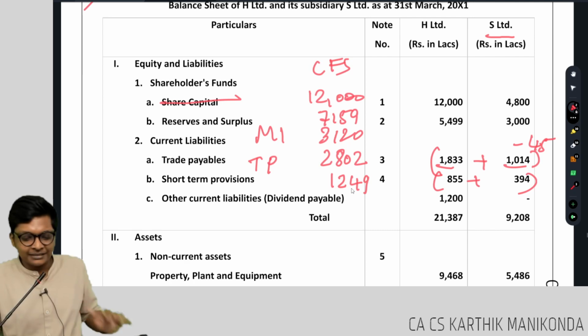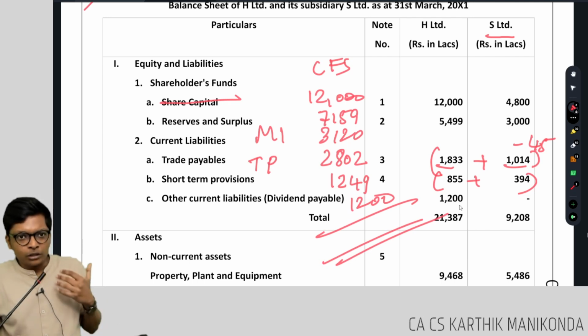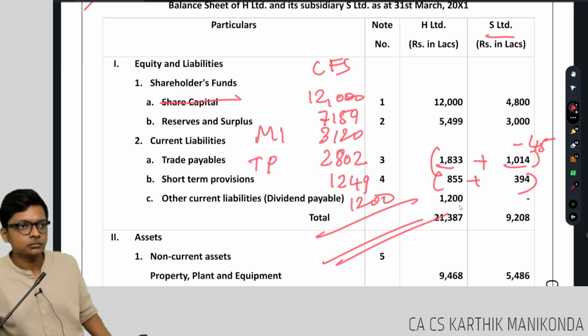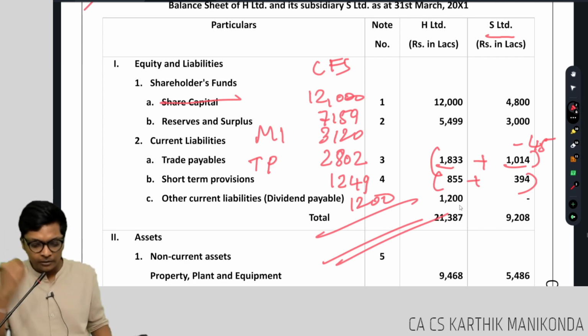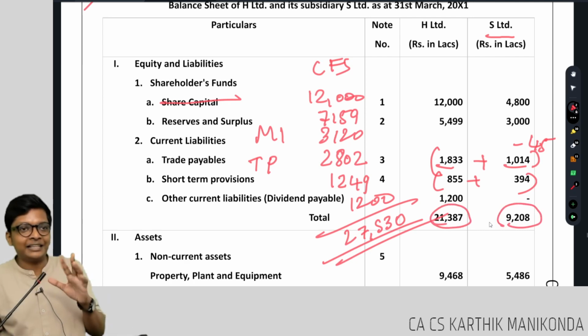Other current liability, dividend payable, add asset is nothing, they have not given any adjustment. It's a liability, that's it. 1200 plus 0, that's it. Your liability side will tally. I can confidently write, yes, this is the total. How much? 27,530. Don't ask me the question, sir, why this 21,387 plus 9208 is not tallying?